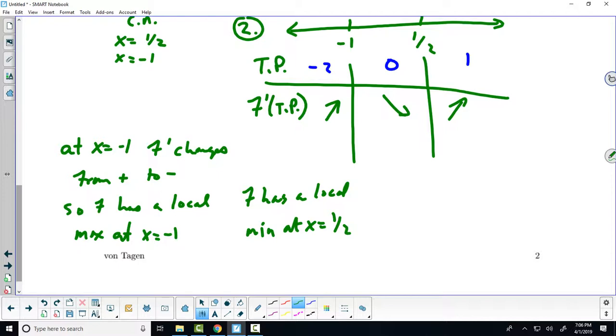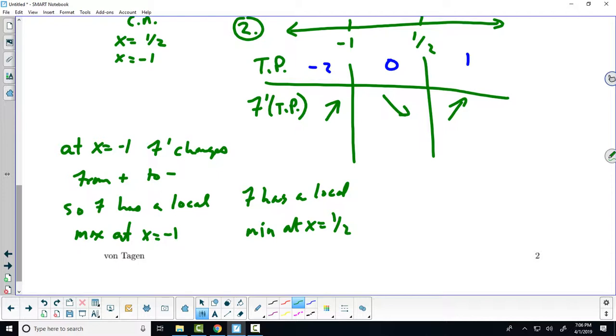One reason why I like to do these arrows, folks, is these arrows actually let me get a sort of, I mean, it's not a very good visualization, but a decent visualization of what the graph's going to look like. And I think you can actually see the fact that there's a local max at -1. And you can see the fact that there's a local min at 1/2.